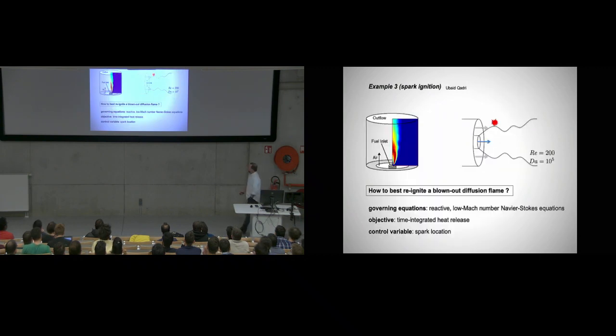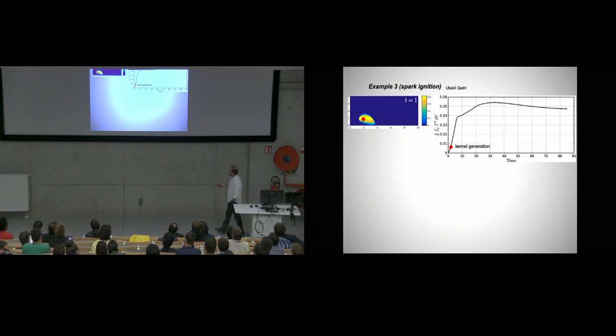All right, third example, spark ignition. That's joint work with Ubay Quadri from Cambridge. So the question here we had is, let's say you have a flame and the flame blows out. That's a very dangerous condition for a pilot. You're up there, engine goes out, you need to restart the engine. If it's a fighter pilot, you want to have it restarted on the first trial. So you want to do it as best as you can. Maybe a commercial airliner can try a few times, but a fighter pilot needs to have an engine to get away.